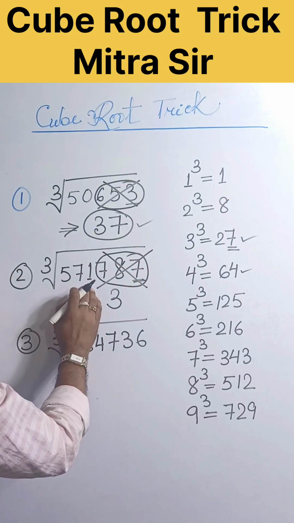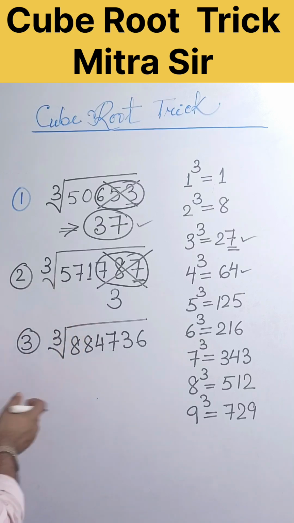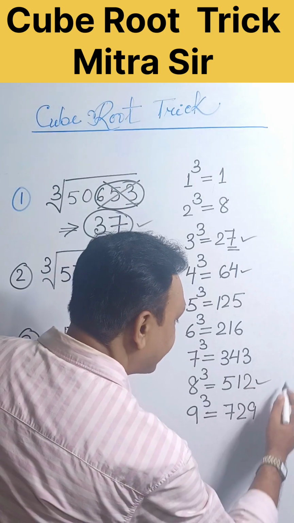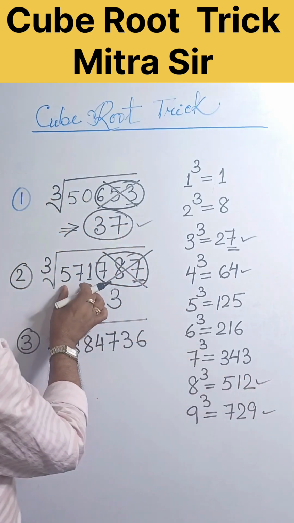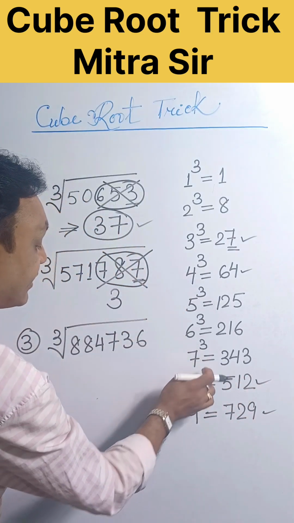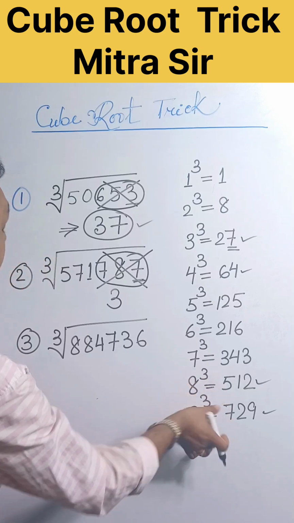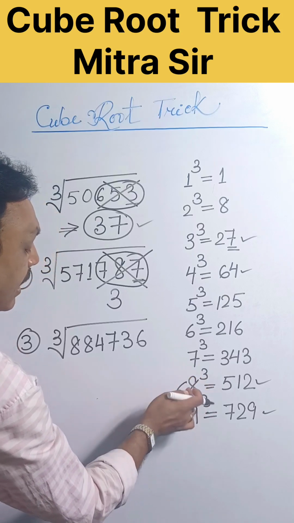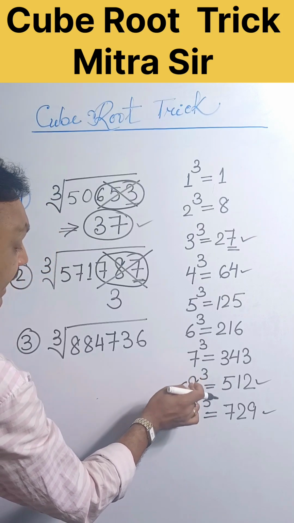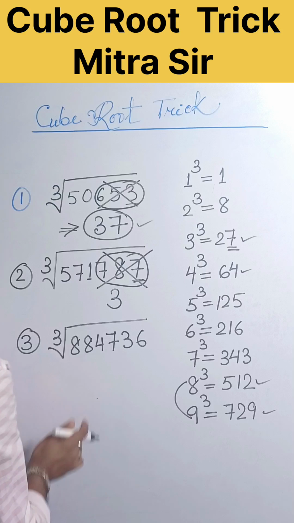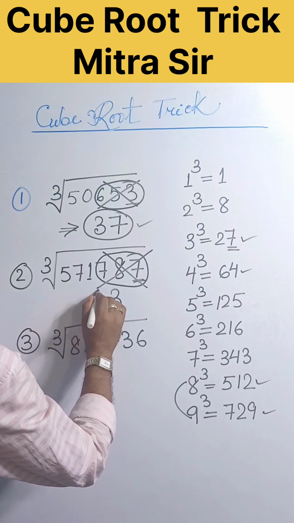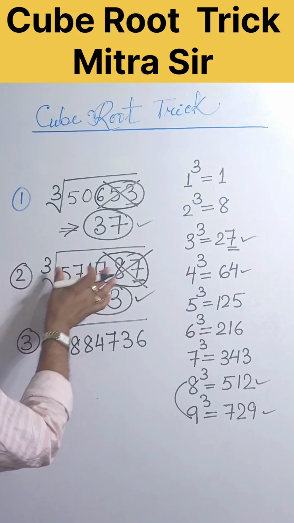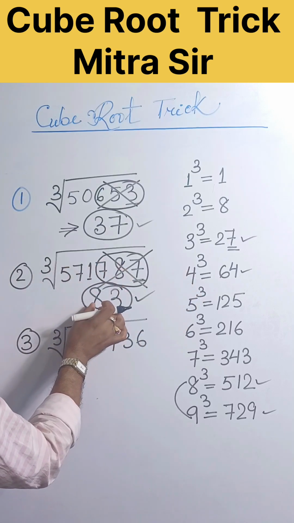Now check the remaining digits, that is 571. Between which numbers is 571 coming? The 571 is coming in between 8 cube and 9 cube. Out of these two numbers, 8 cube and 9 cube, which is the smallest number? 8 is the smallest number. So in the ten's digit you have to write 8. So this is the final result. The cube root of this bigger expression is 83.